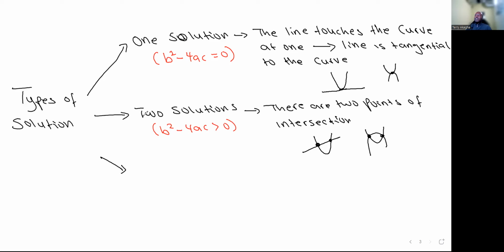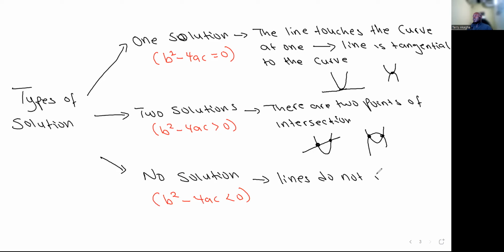Then the final one is that there could be one solution, there could be two solutions. It's also possible that there could be no solution as well. And when there's no solution, if you check the resulting discriminant, the b squared minus 4ac is going to be less than 0. That means there is no point of intersection, so the lines do not intersect.